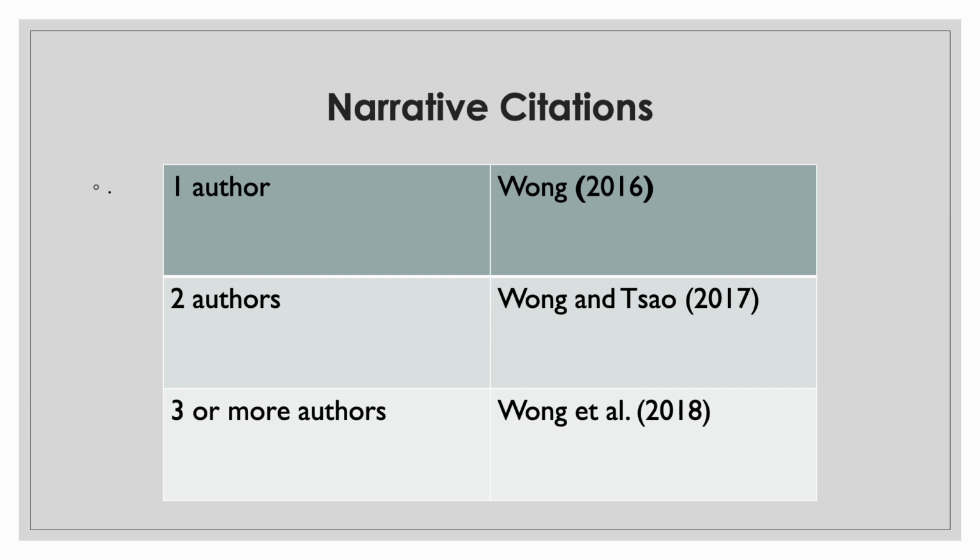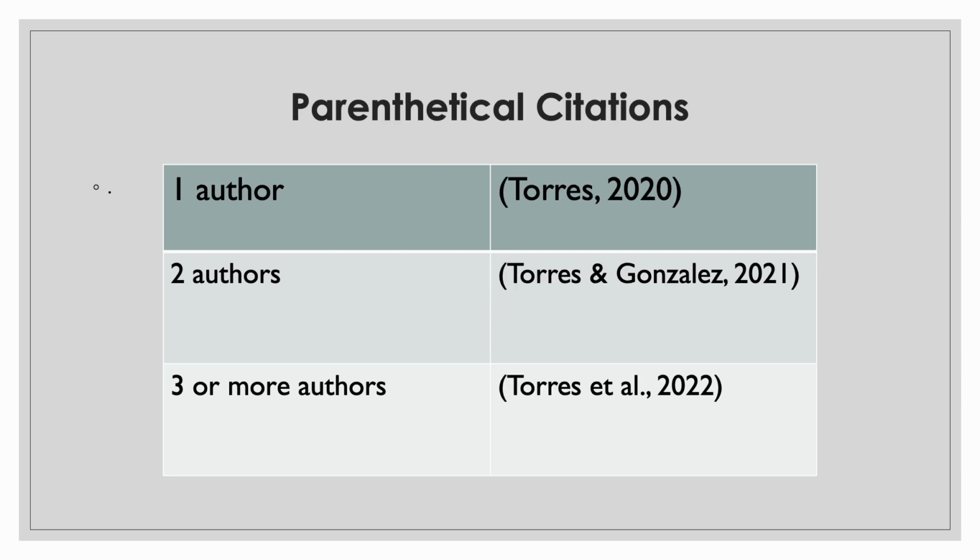When there are 3 or more authors, put the first author's last name followed by et al., and then put the publication date in parentheses. Note the use of a period after the words et al. This slide will be looking at parenthetical citations when there is 1, 2, 3, or more authors.